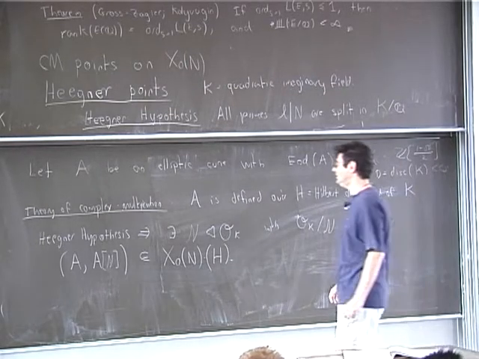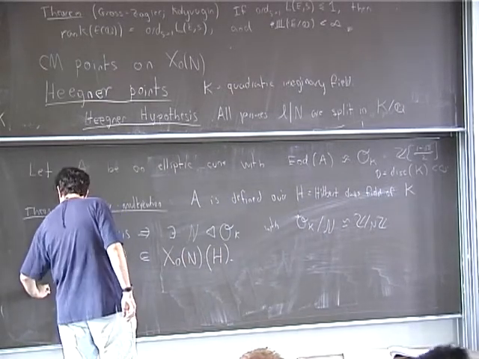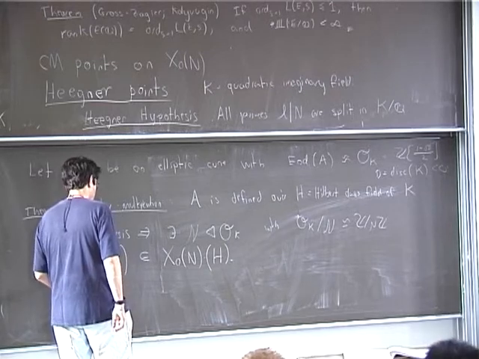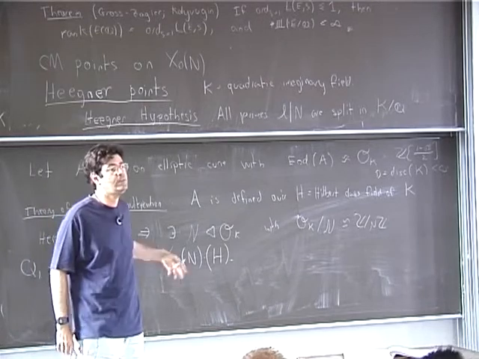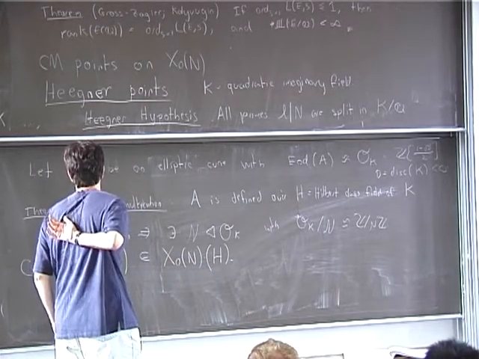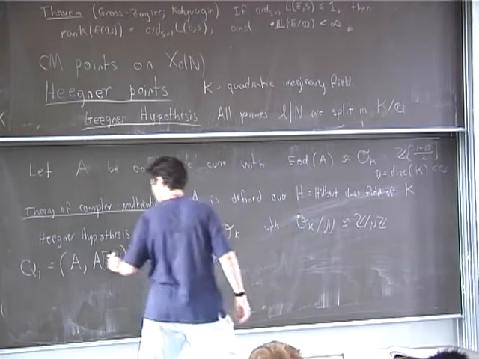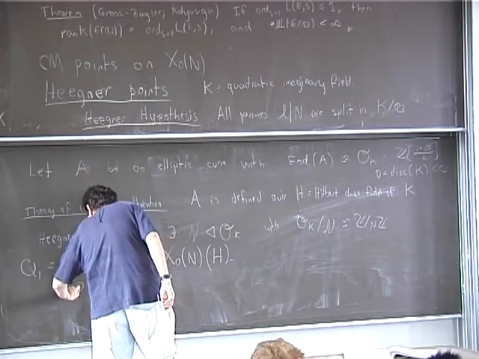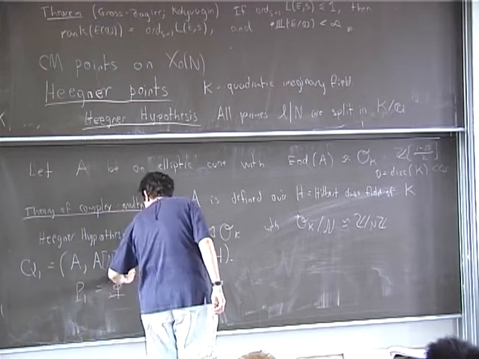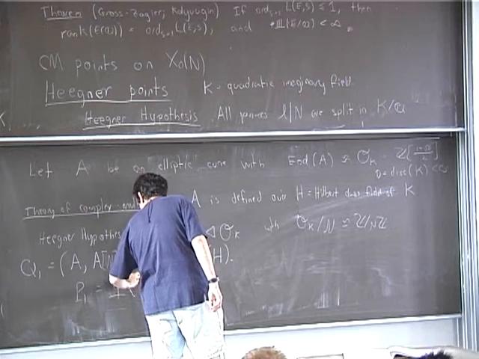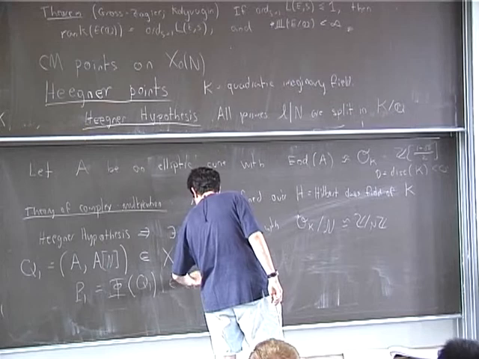I'm going to call this point Q_1, the point on X_0(N) which corresponds to this moduli pair. Then I'll define P_1 to be the image of Q_1 under the modular parameterization, so in E(H).